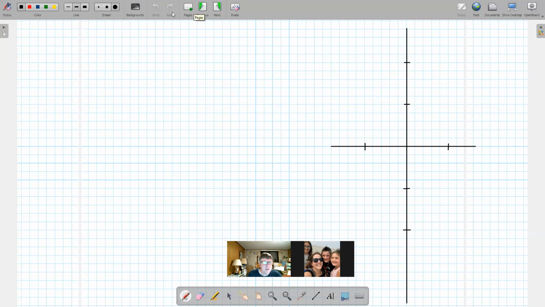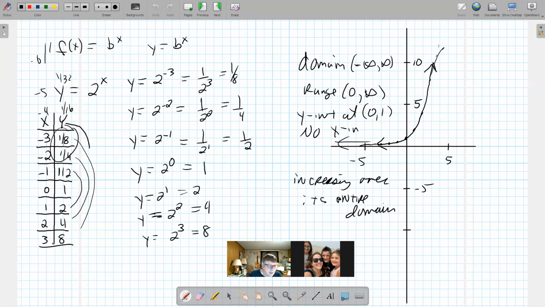Let's take a look at y equals 3 to the x. Oh, you know what? I want to go back for a minute. What's happening to the y values as x is increasing by 1? Can you see that the y values are doubling each time x increases?